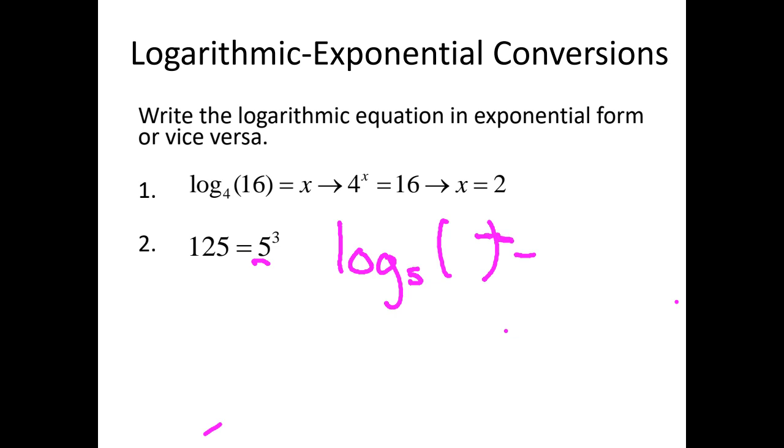So what is the log equal to? The log is always equal to the exponent. So my exponent is 3. So I'm going to put that one over here because that's what the log is going to be equal to. And then my number on this side is going to be in the parentheses. So we have log 5 of 125 is equal to 3.